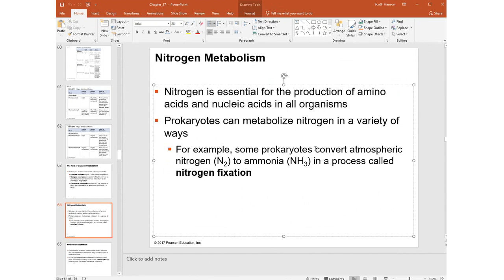For example, some prokaryotes convert atmospheric nitrogen, which basically exists as N2, two nitrogens attached to each other. They convert atmospheric nitrogen out of the air to ammonia in liquid form, and that is called nitrogen fixation. It's called fixation because the nitrogen is put into, or fixed into, an organic compound that is useful and that can be used by living things, especially plants.